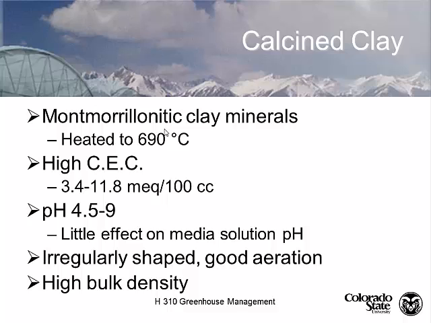Depending on the parent material, pH 4.5 to 9. It doesn't really change the pH even though it's high. Gives good aeration, good high bulk density. Almost everybody keeps calcined clay or kitty litter on their property for oil spills, chemical spills, anything like that. If you use calcined clay or kitty litter to clean up a pesticide spill, the first thing you must know is now you've created a hazardous waste. You just can't send it to the landfill. So you've got to dispose of it properly.